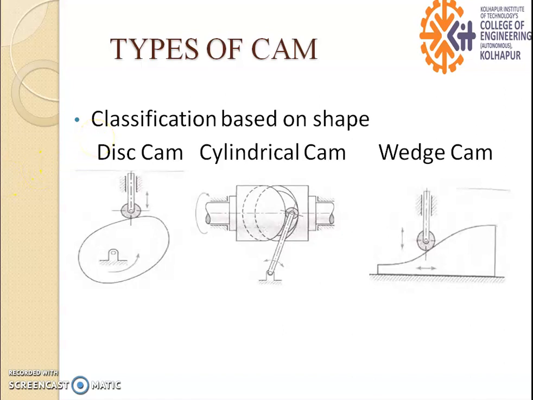The third type of cam, wedge cam. A flat cam has a wedge which, in general, has a translation motion. The follower may either translate or oscillate.